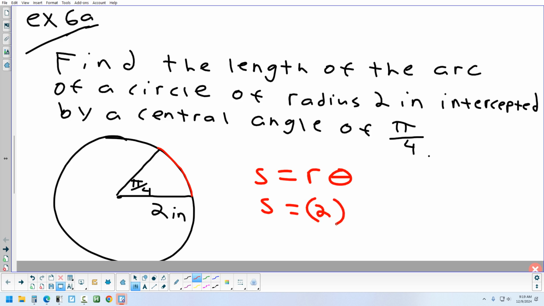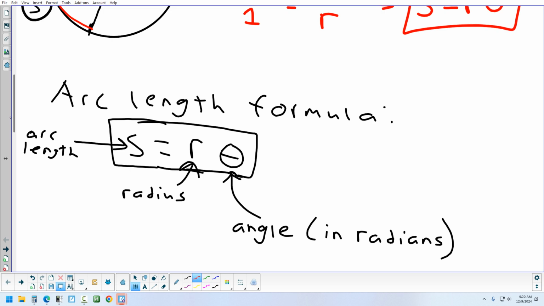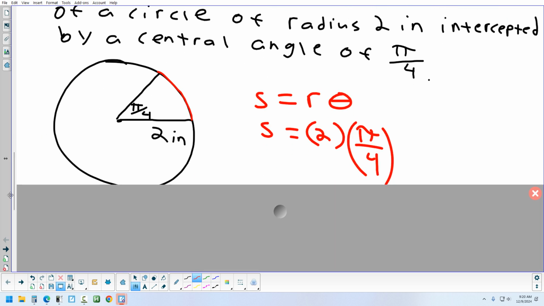And what's my angle that they give me? Pi over 4. Pi over 4 what? Radians. How do you know that? Because there's no degree symbol. Exactly. Because it's in radians, I don't need to do anything with it. That's exactly what it needs to be. Okay, so let's multiply that together.